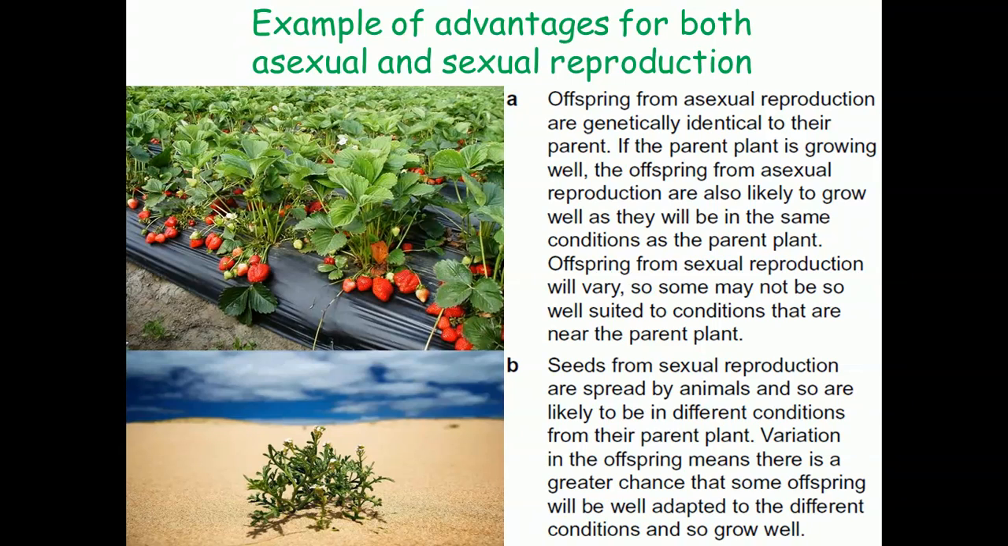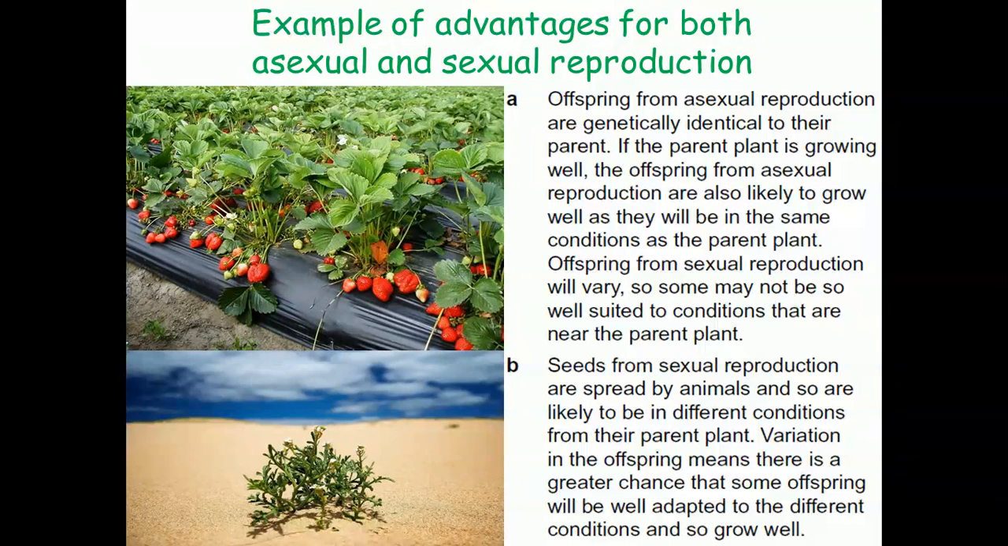An example of these advantages for both forms of reproduction is shown here. Offspring from asexual reproduction are genetically identical to their parent, so if the parent plant is growing well, the offspring from asexual reproduction are also likely to grow well as they will be in the same condition as the parent plant. However, offspring from sexual reproduction will vary, and this means that some of those offspring will not be suited to the same condition as their parent.